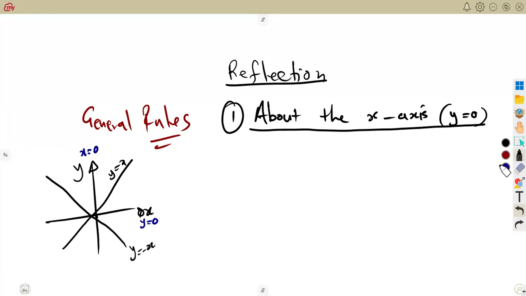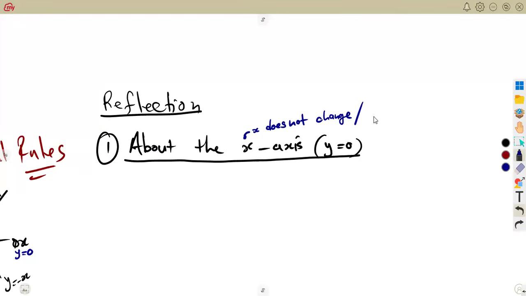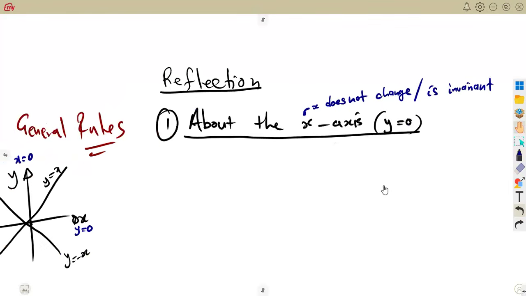Some of you are already writing. Yes, some of you still have some time for the preparations of your examinations, but just for the sake of time. About the x-axis, it means x is not affected. X does not change, meaning to say x is invariant, not affected. It is not affected at that moment.